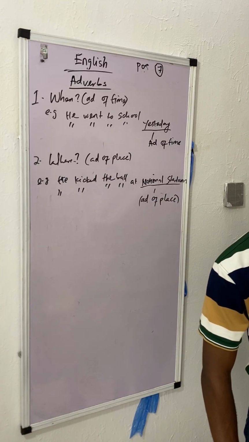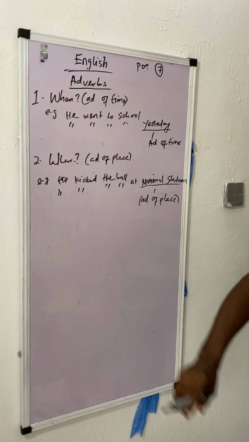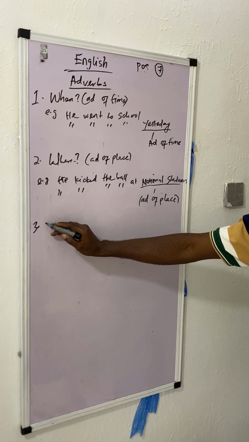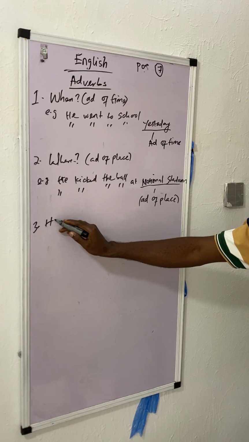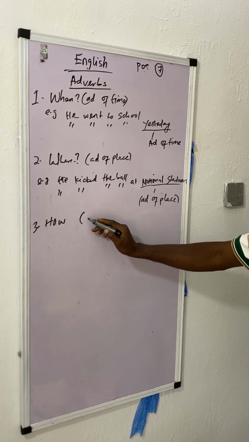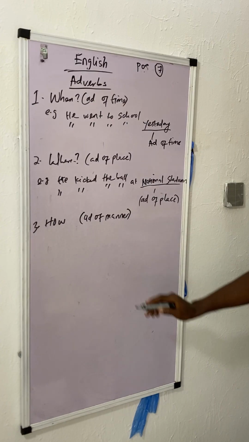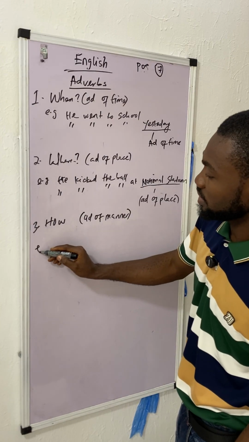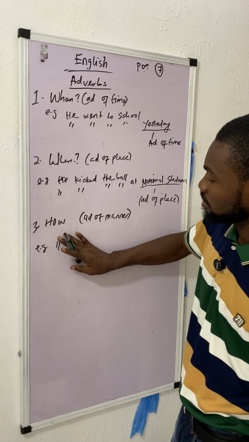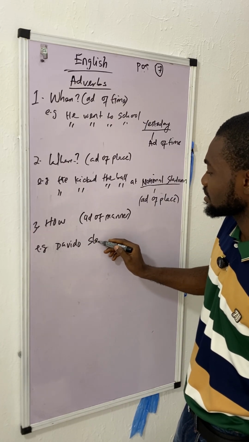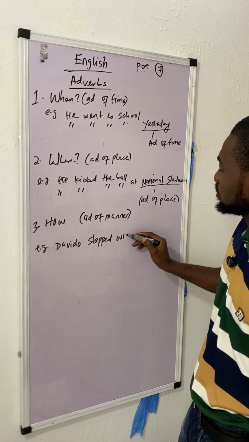The next one is adverb of manner. Number 3. Let's do manner first. Answering the question how. Okay. Adverb of manner. Okay. For example, Davido slapped Wizkid.